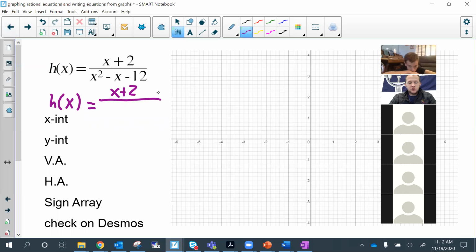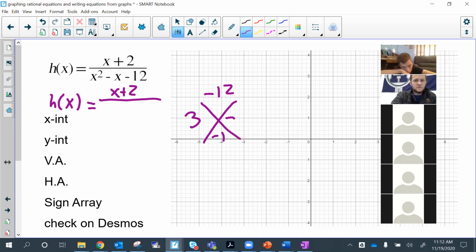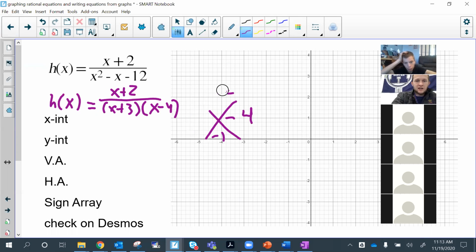All right, Jade, can you explain how you factored that or what you were trying to do? I was trying to figure out two numbers that multiplied to -12 and added to -1. And I got 3 and -4. You are correct. Good job. 3 times -4 is -12. 3 plus -4 is -1. So right here, I'm going to write that as x plus 3 and then x minus 4. Great job. Were you guys able to factor that on your own? Because that's kind of a big deal.